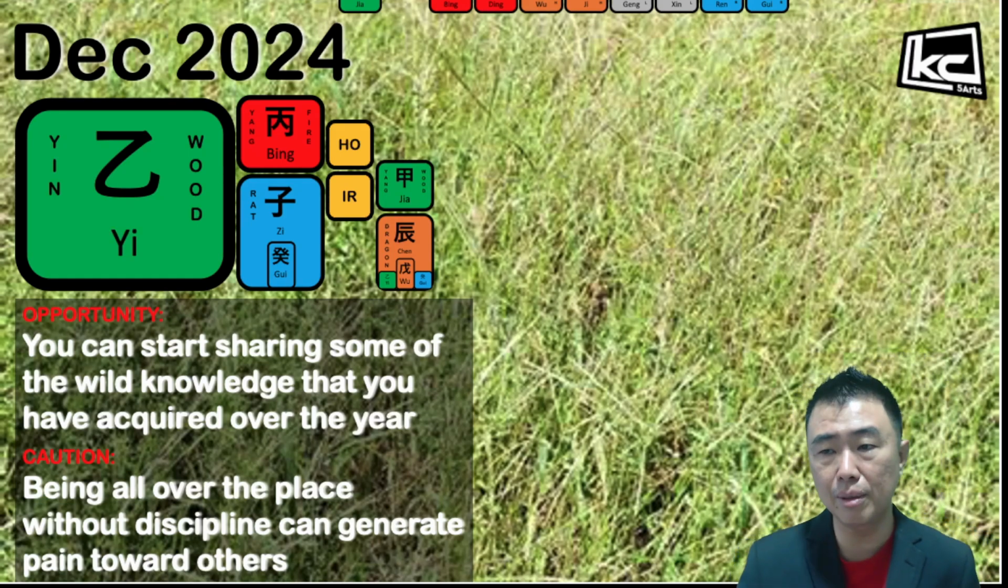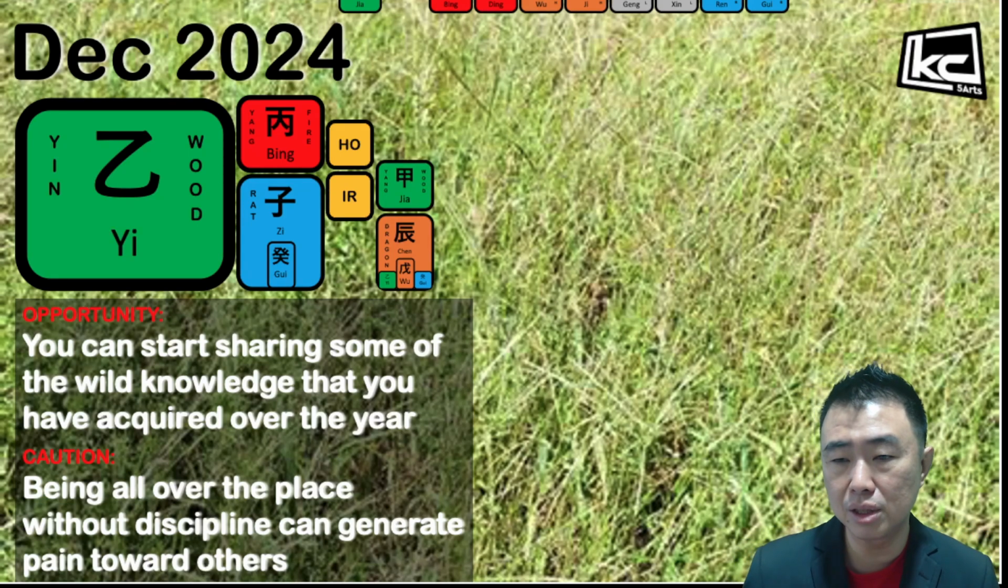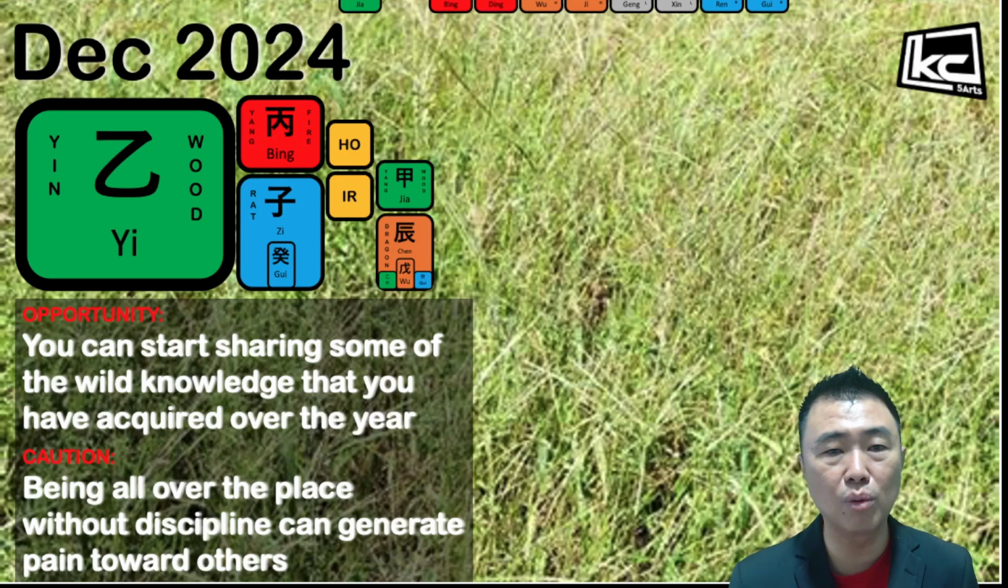So that's your 10 DayMasters, right? So all 10 of them are basically around, right? So it depends on what you want to do, right?